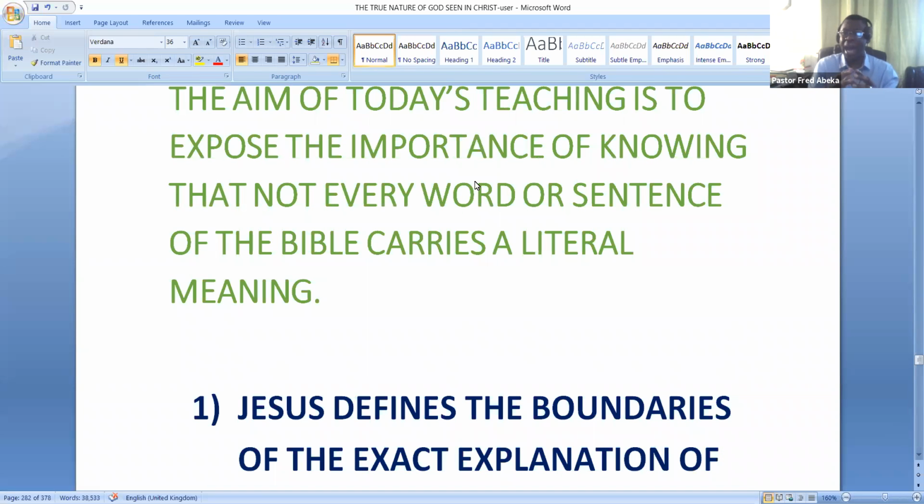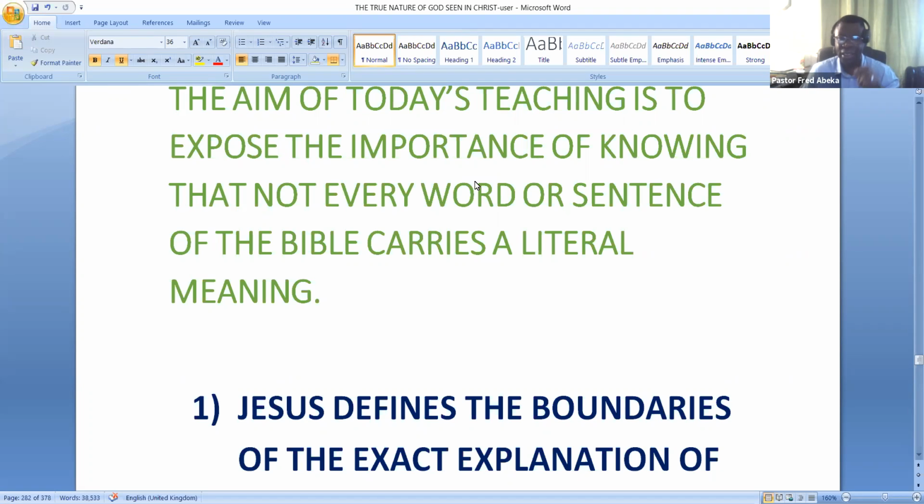Now, for us to arrive at this all-important topic, the true nature of God in Christ, and to see whether God has any wrath or any anger, and to see whether it was God that did the killings in the Old Testament, there are some rules of interpretation that must be brought to light. We've dealt with that. I'm just going over it quickly, to let you know that not every word in the Bible carries a literal meaning. That is where some of the errors creep in.